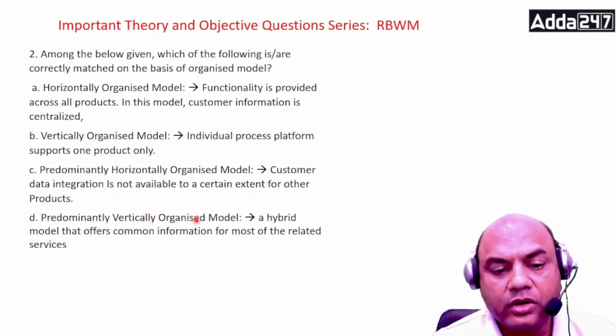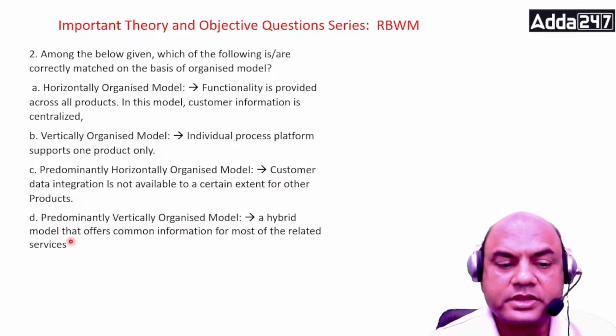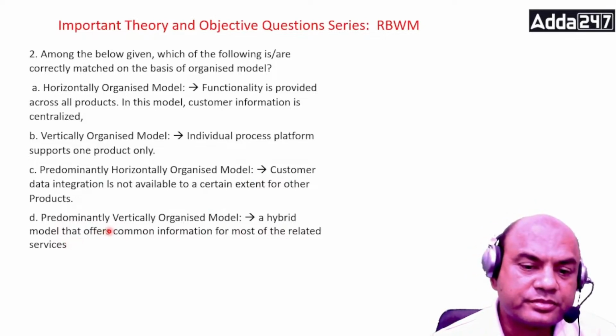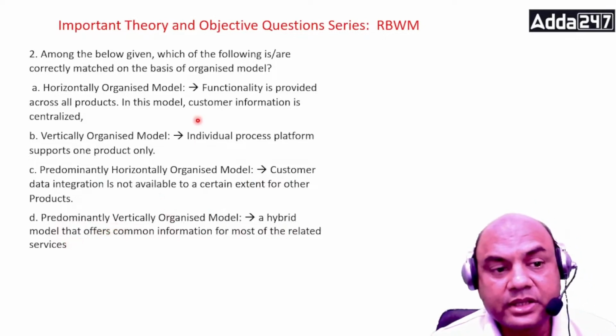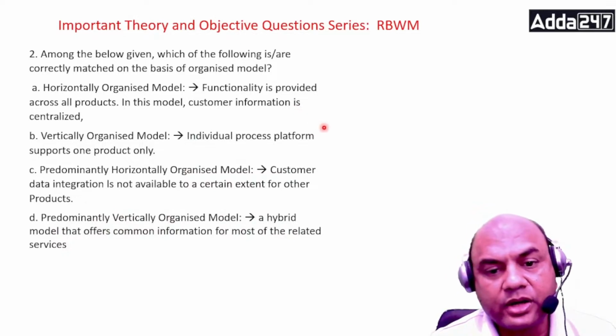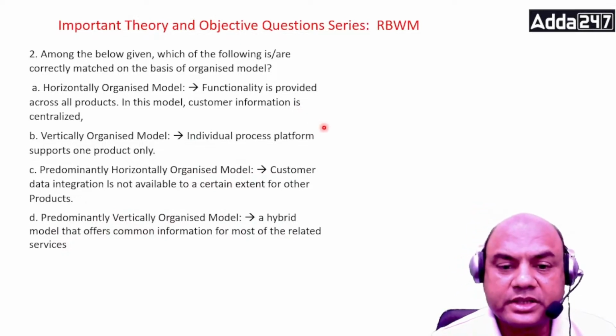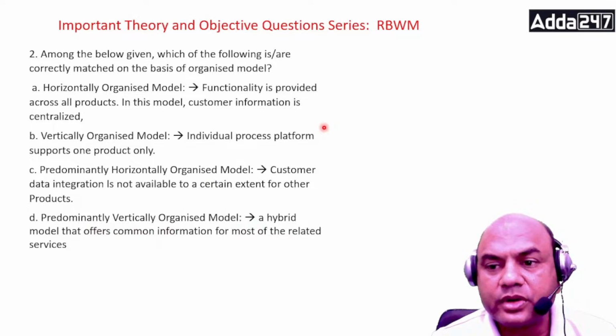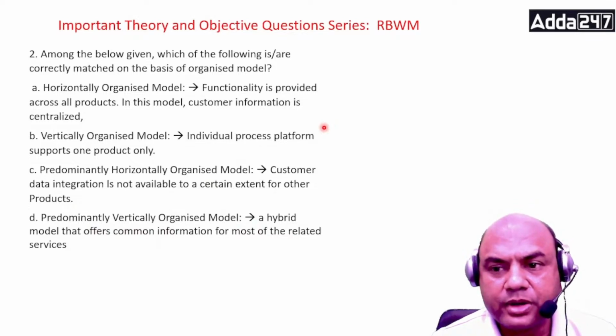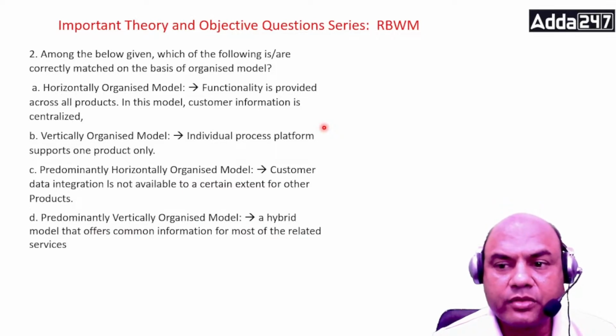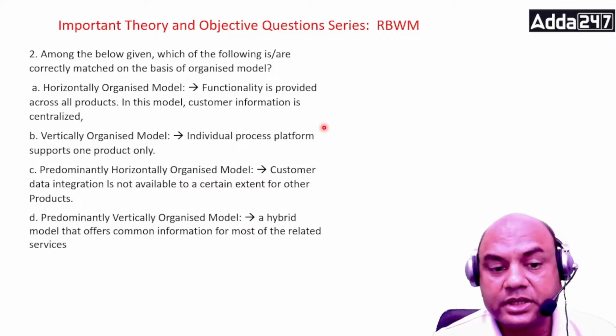Predominantly vertically organized model: a hybrid model that offers common information for most of the related services. So, which is the correct one in this? Think over it. Firstly, you must understand what is horizontally organized, what is vertically organized, what is PH, predominantly horizontally, and what is PV, predominantly vertically. We must understand that.